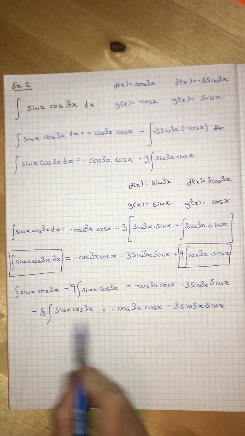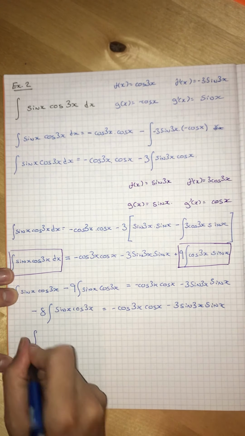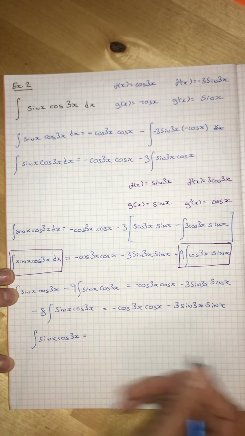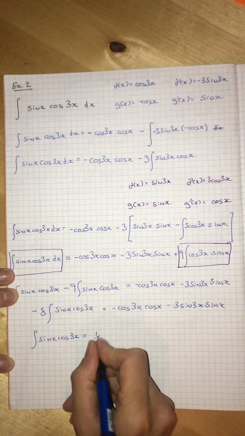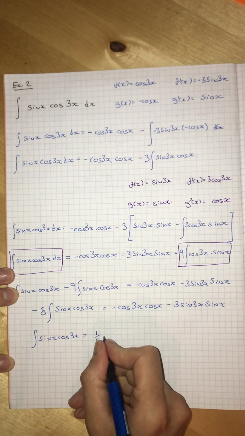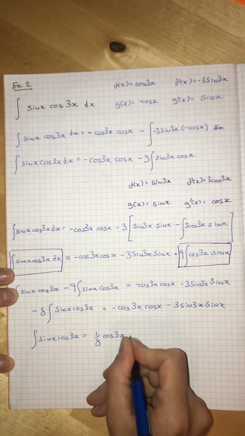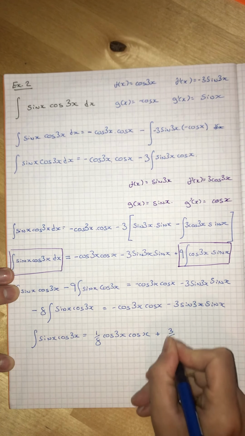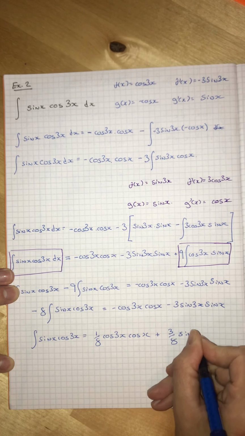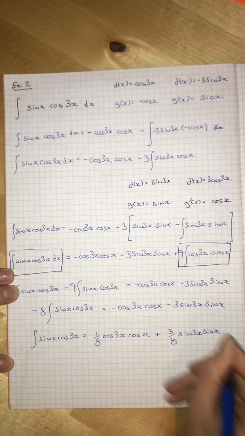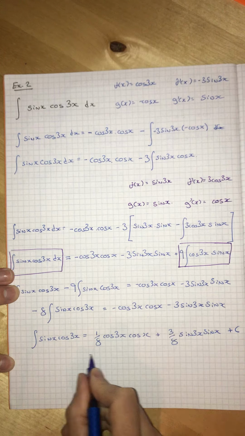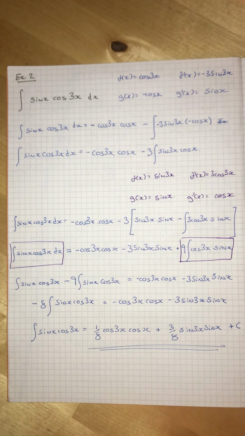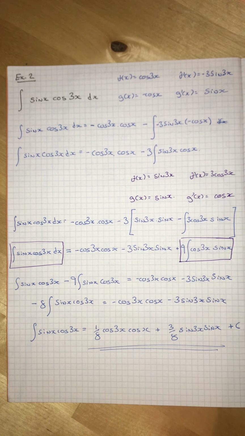And how do we get this on its own? Divide through by negative 8. So the integral of sine x cos 3x will equal 1/8. Negatives will cancel out. Cos 3x cos x, negatives will cancel out, plus 3/8 sine 3x sine x plus c. And that's how you would integrate a function of that type using integration by parts.